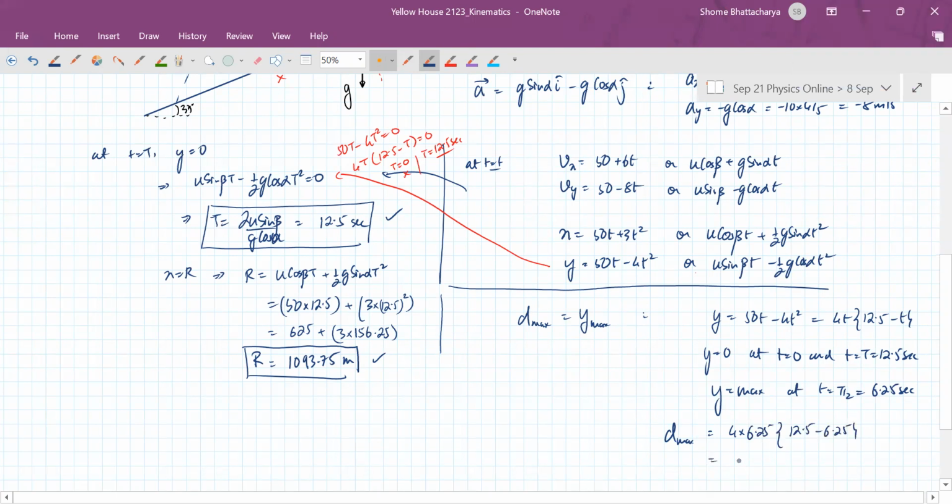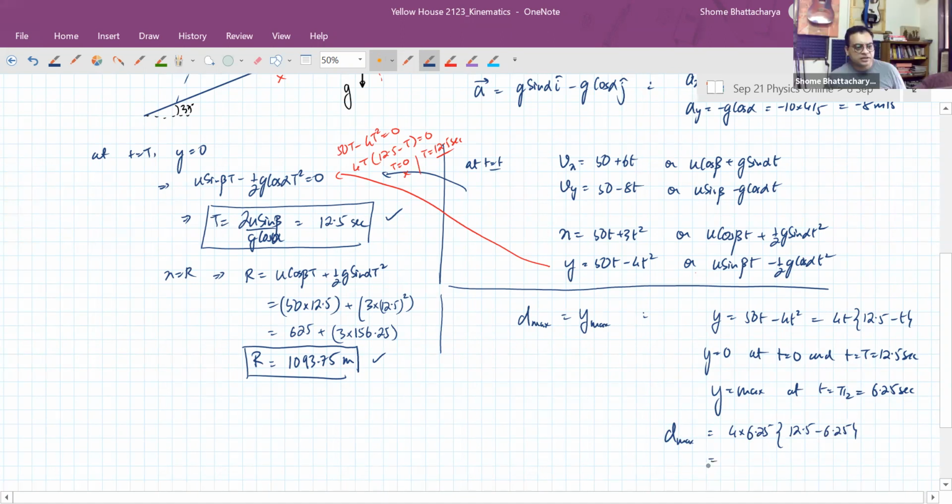But sir, the formula is 2u sine beta divided by g cos alpha, no? So use that also. 2 into 70 into sine beta, which is 1 by root 2, so 1 upon 1.4, divided by g, which is 10, into cos alpha, which is 4 by 5. You get the same result if you do this: 2 into 50 divided by 8.